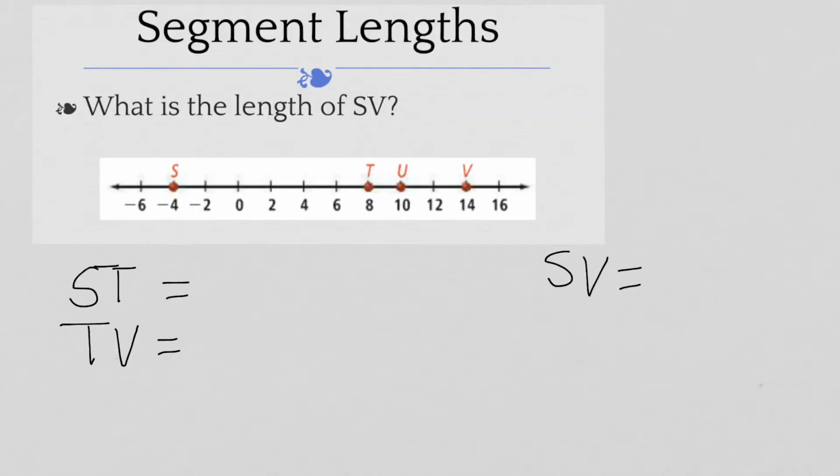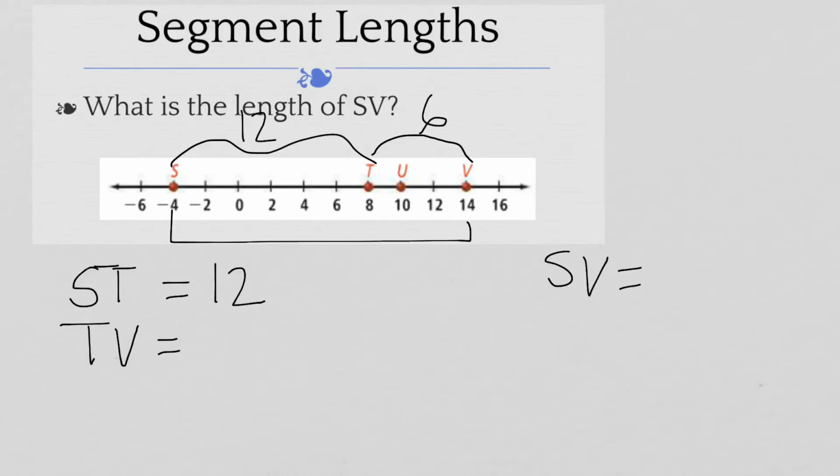All right, here we're finding the length of S to V. If I define from S to T, you would just count. That would be 12. If I define the length of T to V, that would be 6. If I define the length all the way from S to V, that would be 18. So what I did here was a segment addition postulate.